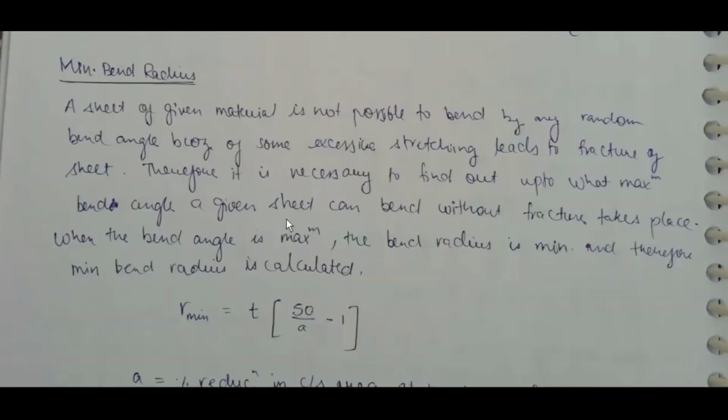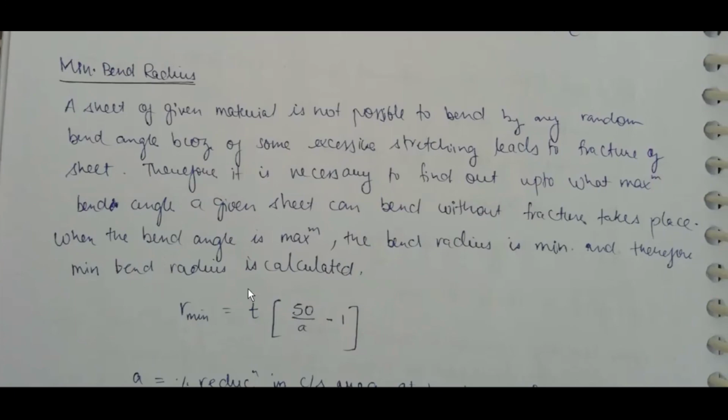Minimum bend radius. A sheet of a given material cannot be bent by any random bend angle, because excessive stretching leads to a fracture of the sheet. Therefore, it is necessary to find out up to what maximum bend angle a given sheet can bend without fracture taking place. When the bend angle is maximum, the bend radius is minimum, and therefore the minimum bend radius is calculated.